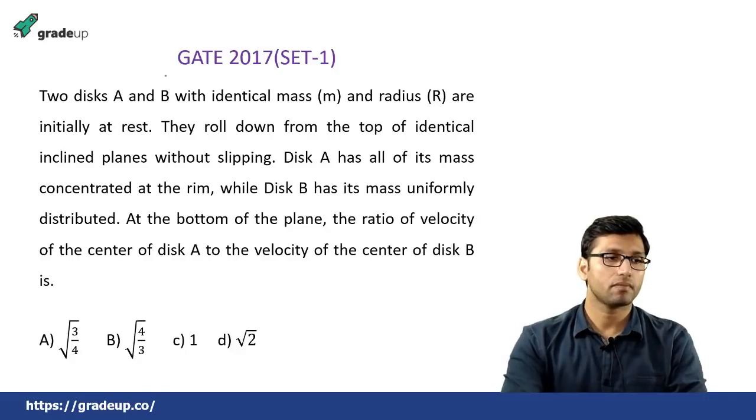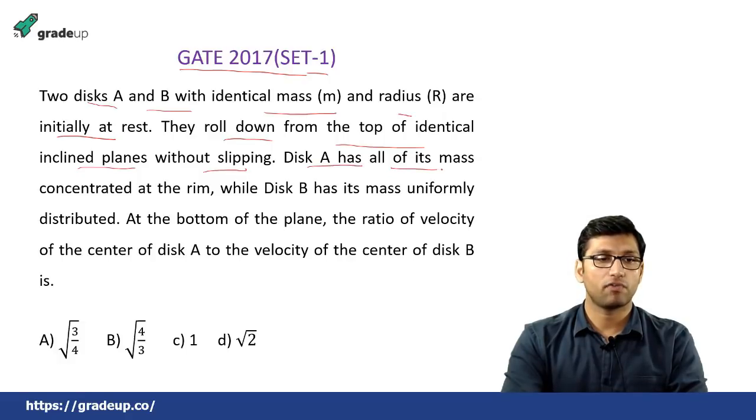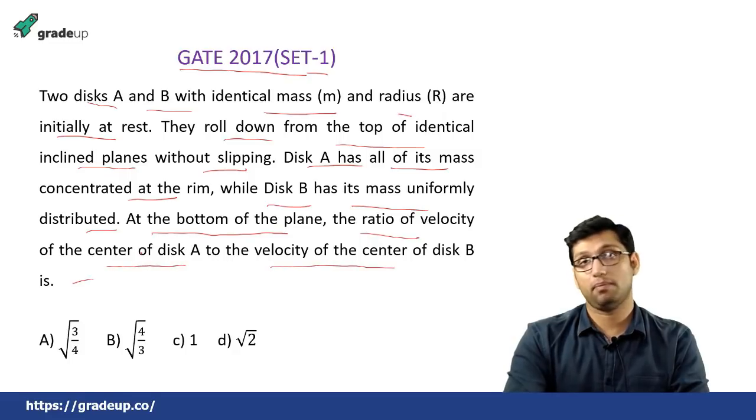Okay, now this is a question from GATE 2017 set 1. In this question it is given that two discs A and B with identical mass m and radius r are initially at rest. Okay, they roll down from the top of an identical inclined plane without slipping. Disk A has all of its mass concentrated at the rim, while disk B has its mass uniformly distributed. At the bottom of the plane, the ratio of the velocity of the center of disk A to the velocity of the center of disk B will be.